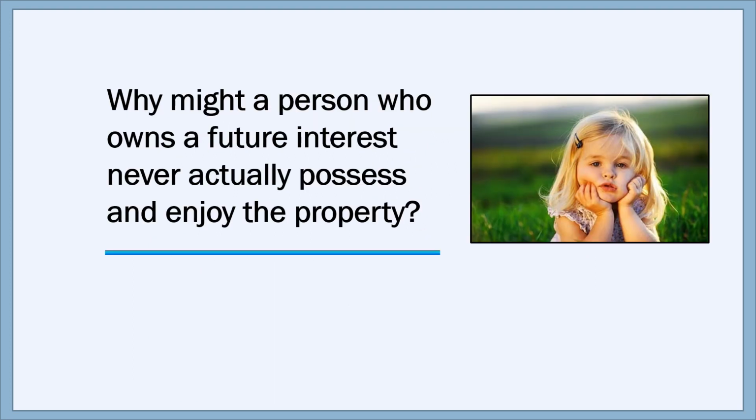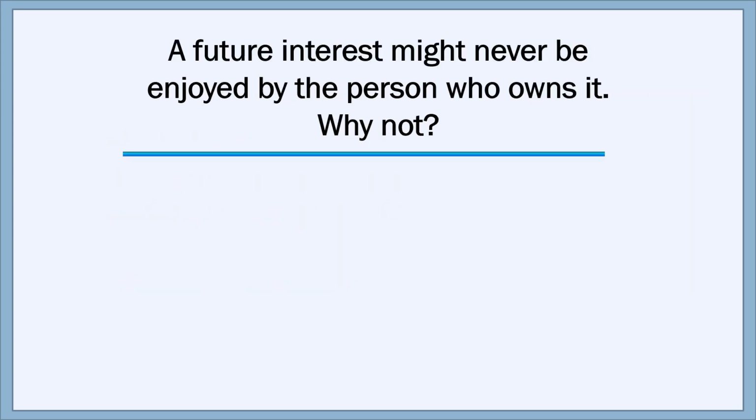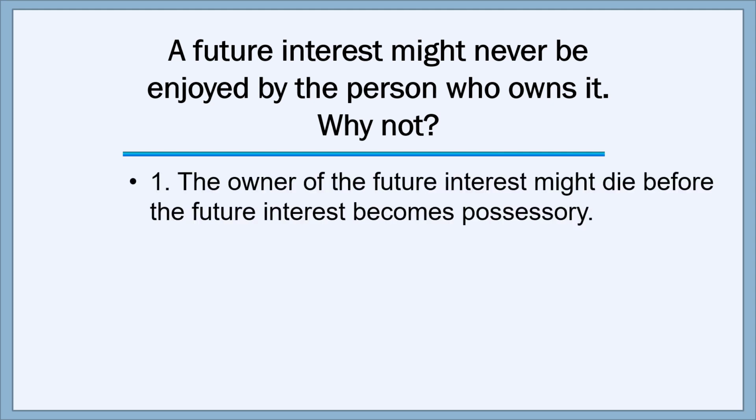We're going to review some of the principles that we've already covered by asking the following question. Why might a person who owns a future interest never actually get to possess and enjoy the property? There are 5 reasons that we're going to list why that might occur. Here's the first reason that a future interest might never be enjoyed by the person who owns it. The future interest owner might die before the future interest becomes possessory.